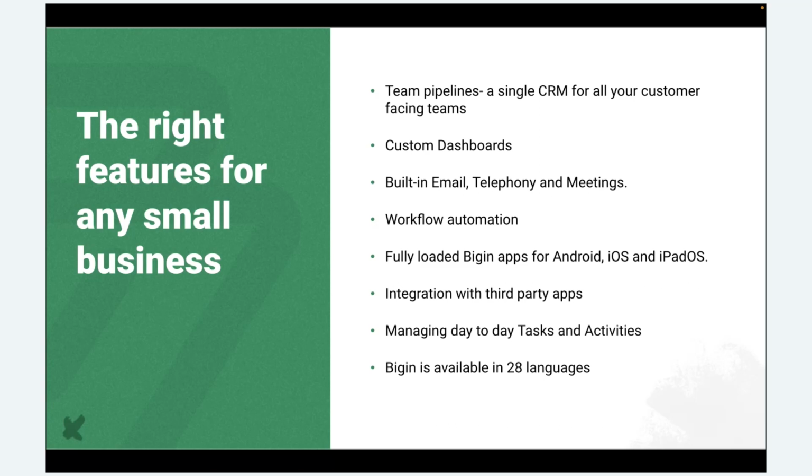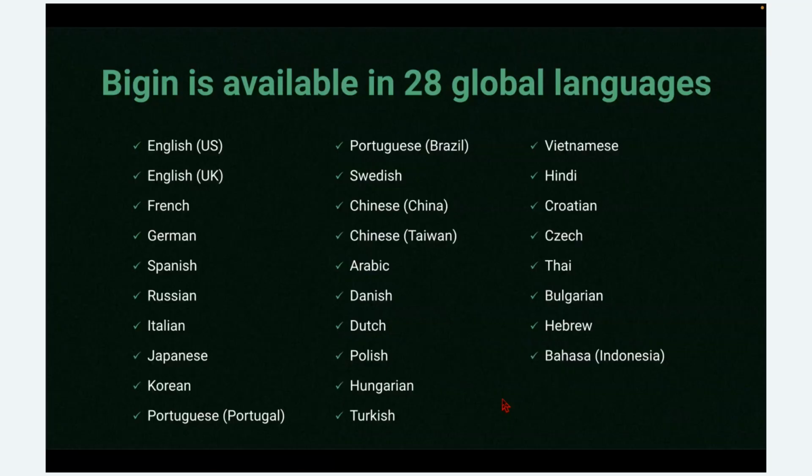And with that, you can make sure that you are connecting your Bigin to any other application that you want to use with. A full-fledged mobile application is available for both iPhone and Android devices, which does all that you can do on your system. And finally, a CRM that can be used in 28 different global languages.